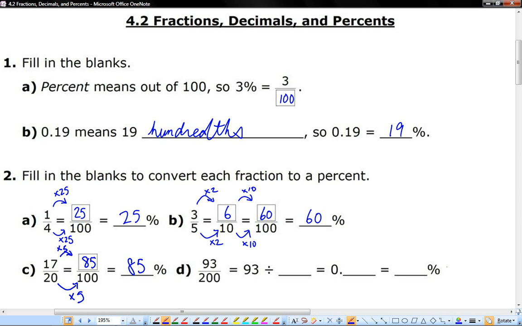And now a little bit of a different method here. If we take 93 out of 200 and we do 93 divided by 200, this will give us a result of 0.465. Now that we have it as a decimal, we know that moving the decimal 2 spots to the right will change it into a percent. So I'm going to do that. Move the decimal 2 spots to the right, it becomes 46.5, and now we have it as a percent.